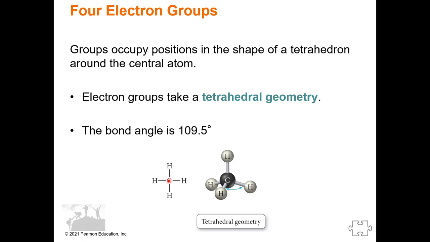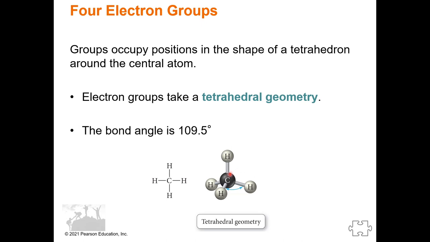But remember, these bonds are electron groups, so they're negatively charged. They want to be as far apart from each other as possible. So 90 degrees is not going to work. The bond angle is actually 109.5. And it's going to look like this. So now, which atoms are in the same plane? It's this carbon, this hydrogen, and this hydrogen.